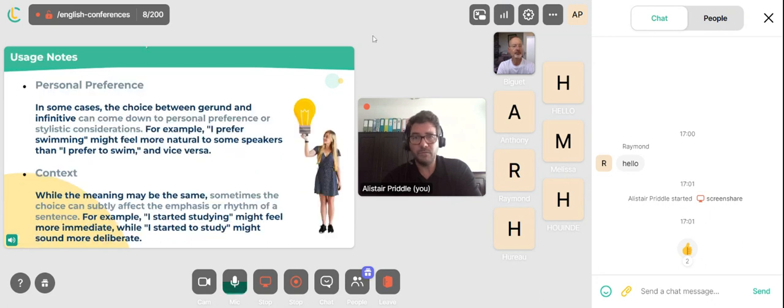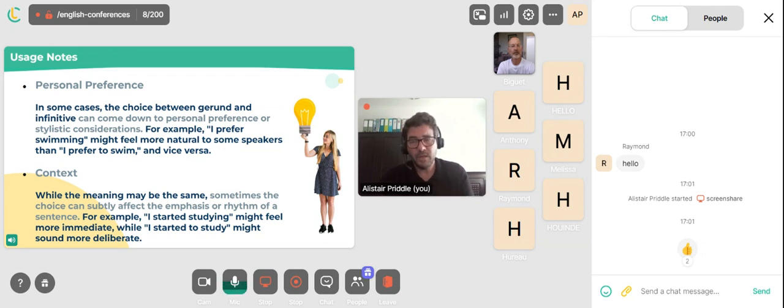So why do we use one and not the other? Well, this is your personal preference. In most cases, it's up to you. In some cases, the choice between gerunds or infinitive can come down to personal preference or stylistic considerations. For example, I prefer swimming might feel more natural for some speakers than I prefer to swim, and vice versa.